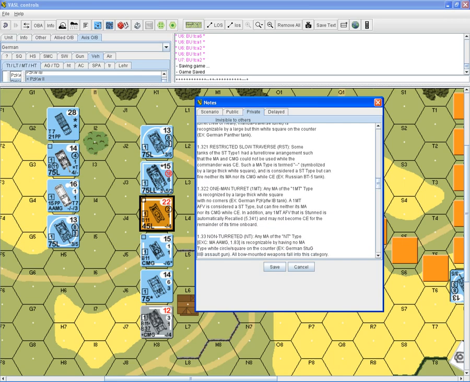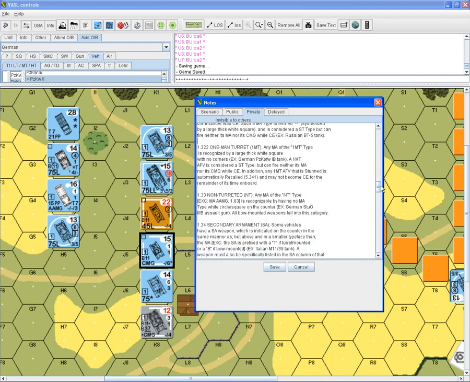The next representation is this counter down here, and it's a one-man turret. It's recognized, this symbol, by a large, thick white square that is missing its corners. So it's got a thick square, but it's missing its corners. There's no white on the corners. So that is a one-man turret. The next classification is no turret whatsoever. If the main armament type has no circle or square on it, that represents that it has no turret whatsoever.